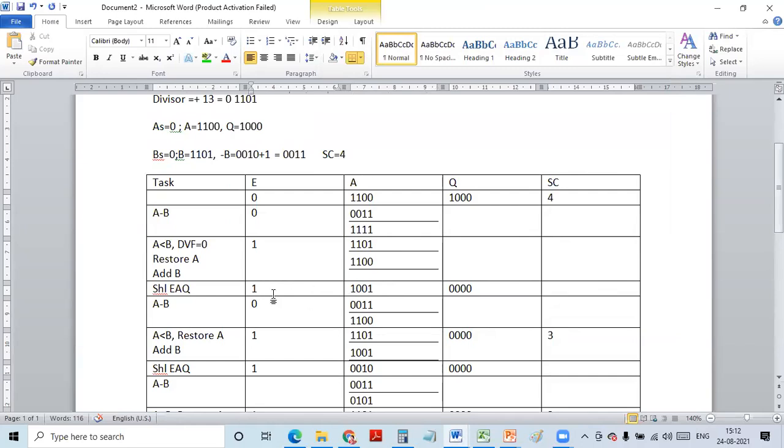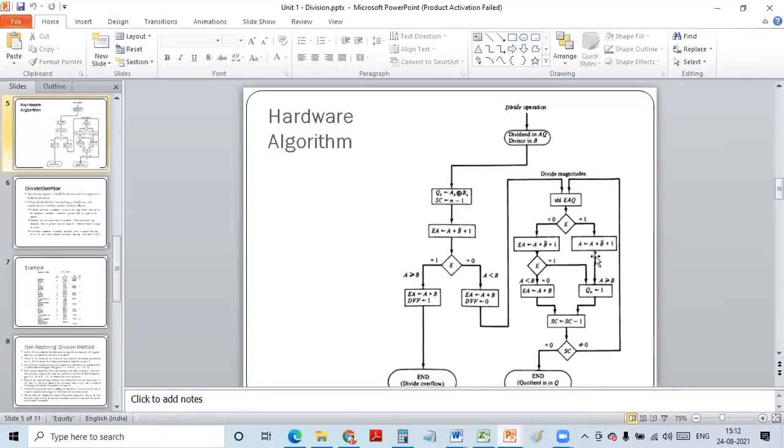This E is 1. Okay. So here after shift left E is 1, right? After shift left E is 1, so you have to subtract. Okay. After shift left we got E as 1, right? We have neglected this one. We went the wrong path. E is 1. So after subtraction, A greater than B, because E is already 1 earlier. So A greater than B, you need to make Qn as 1.